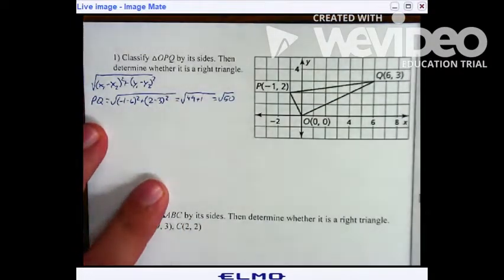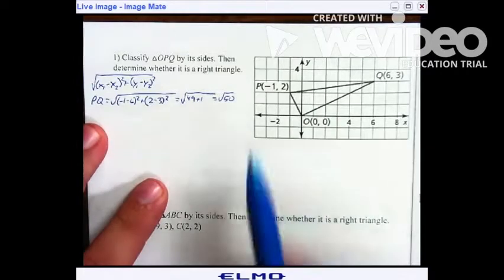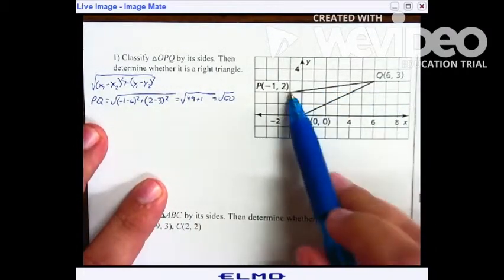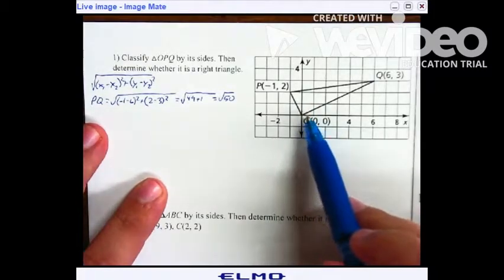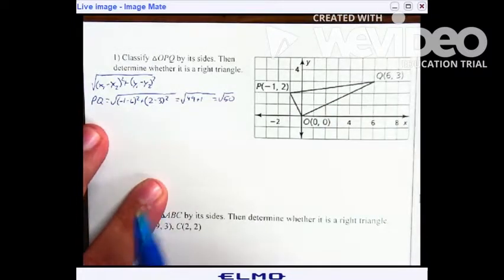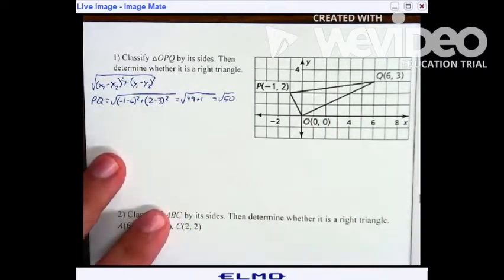I could simplify this if I want to, but I'm just going to leave it like that because I just want to see, are these the same? I know this one is obviously not the same, but these two, they might be. So we want to see if the other one also comes out to the square root of 50. Now, there is another way to do this.